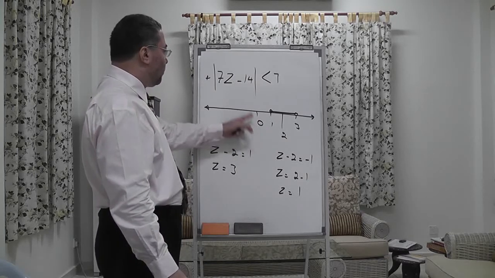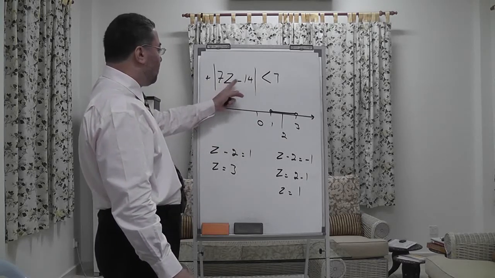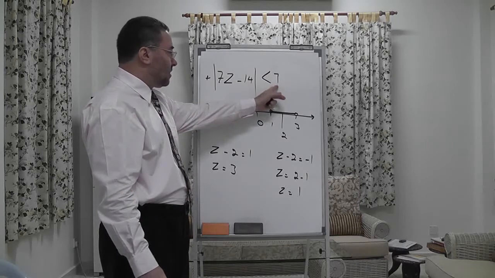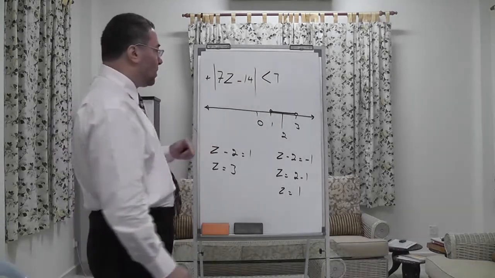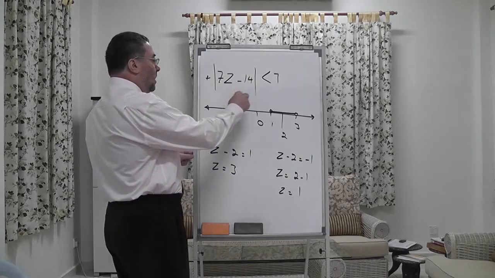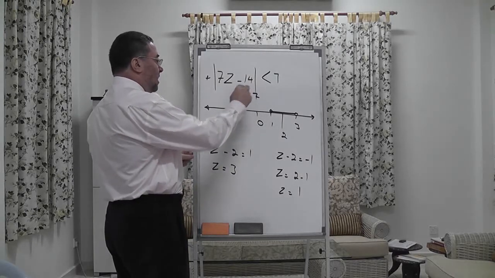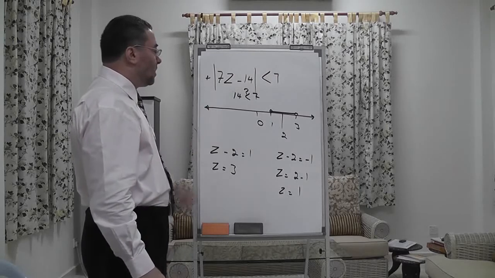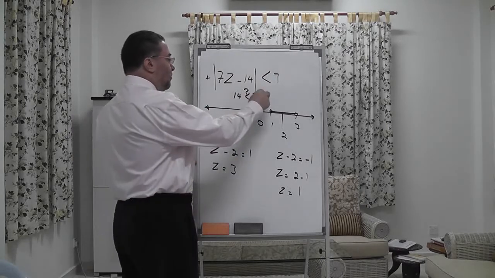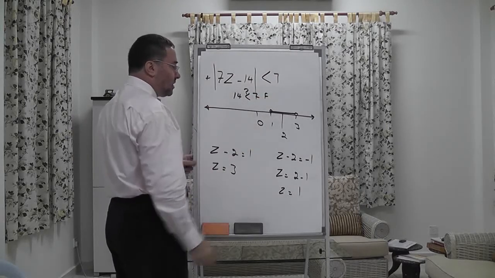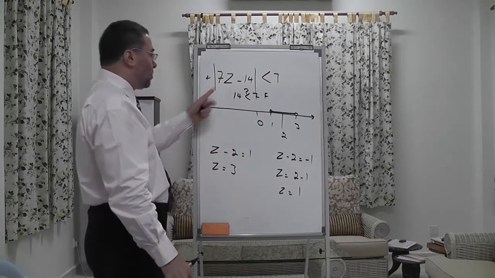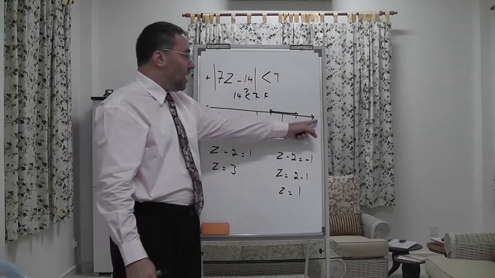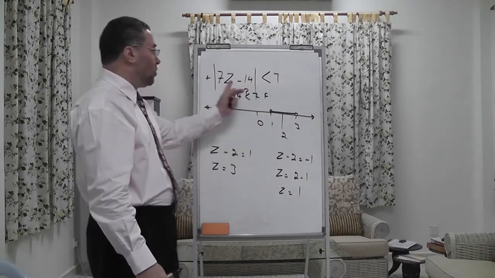If you try 0, for example, you are going to get 0 minus 14, less than 7, and then you get 14 outside the absolute. It will be 14 less than 7. Is it less than 7? And you see, no, it is not. And that's a false statement, so this value is not acceptable. And then if you try 2, you'll find that it gives you a true statement. If you try plus 10, it will give you a false statement.